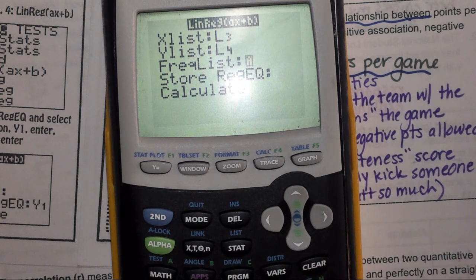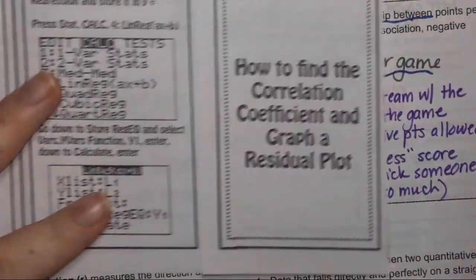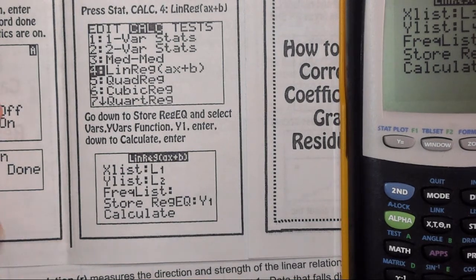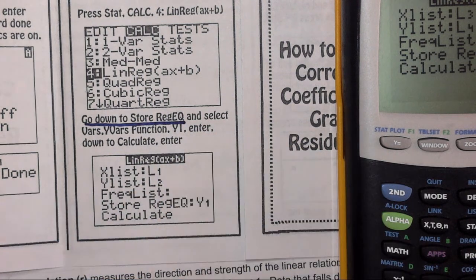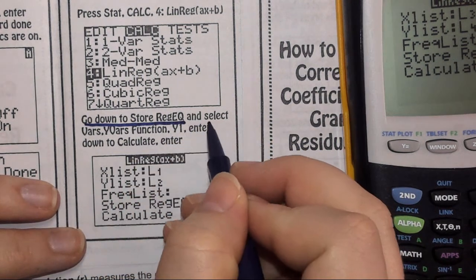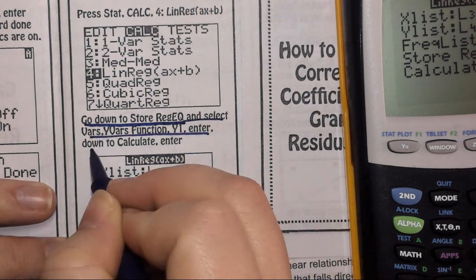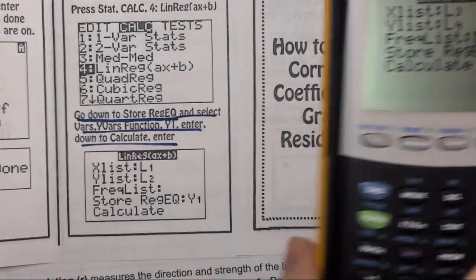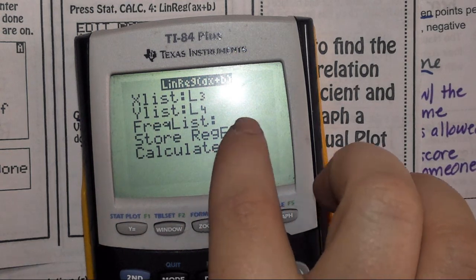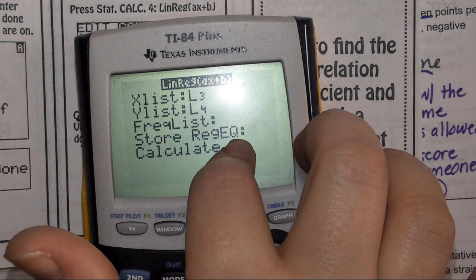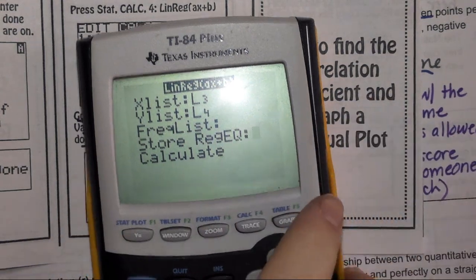Okay, and then here's the part that you and I want to skip, but we can't. So if you look on your cute little handout, it says go down to, and this is the part I would probably underline, go down to store reg equation and select, and they tell you what to select. So let me scroll on my calculator. So you change the list, and then you were going to press enter because you and I are in a hurry to press enter. But instead here, we need to type something in here, that way it will actually store it for us to reference back. Otherwise, they draw a line, we don't actually know how to reference it.